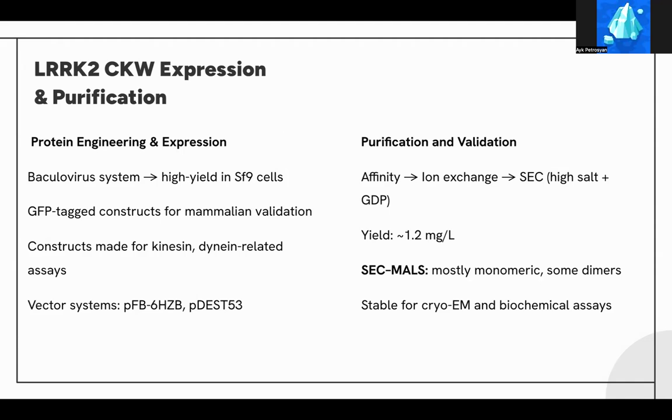Finally, they used size exclusion chromatography, or SEC, to polish the sample in high salt buffer containing GDP. This not only ensured stability but yielded 1.2 micrograms of protein per liter of cell culture, sufficient for higher resolution structural work.